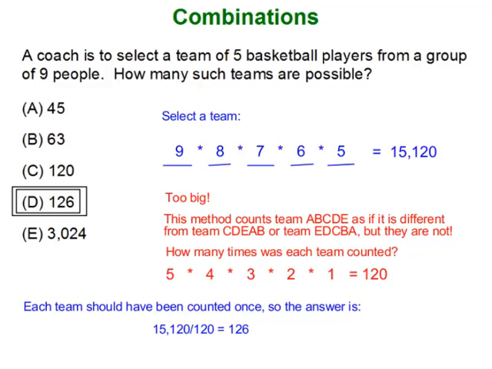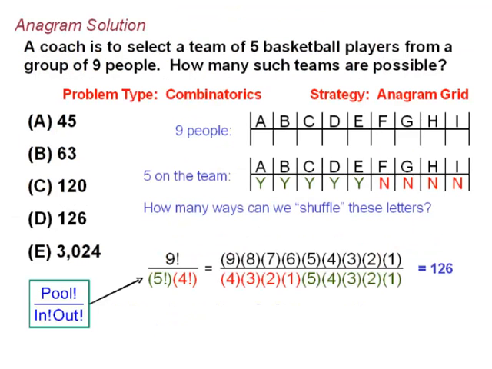Okay, so this method is realistic. You're imagining what you would actually do with the selection of these players. But it leaves a lot to chance, in my opinion. You have to really think to yourself, do I need to divide here or do I not need to divide here? A method that's a little bit more automatic is called the anagram grid.